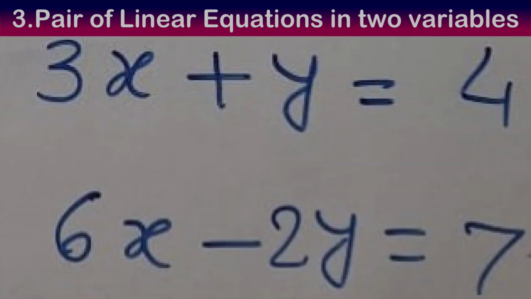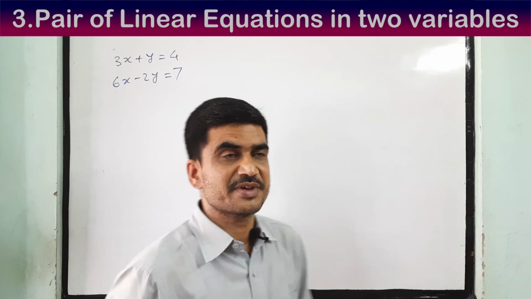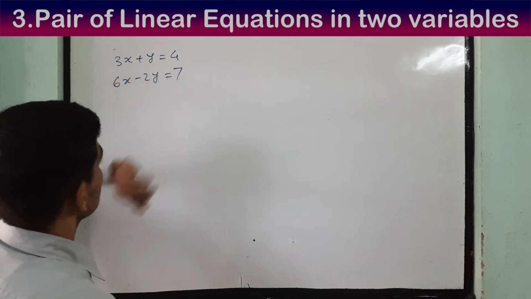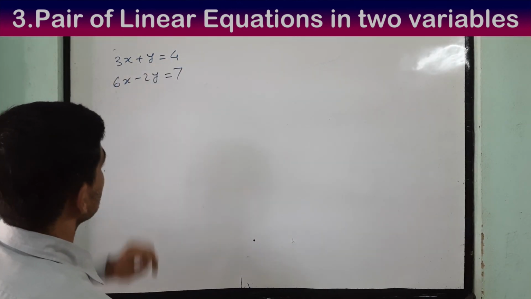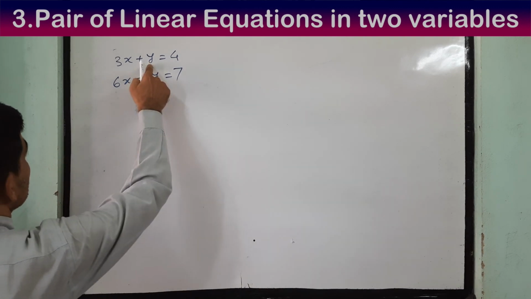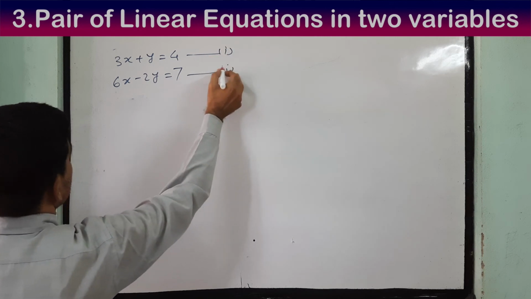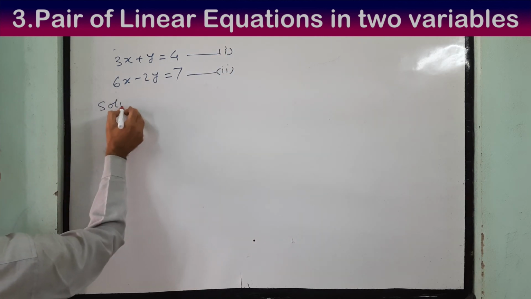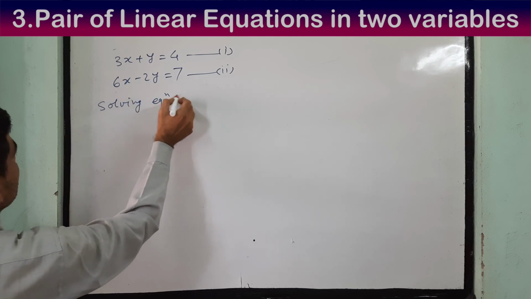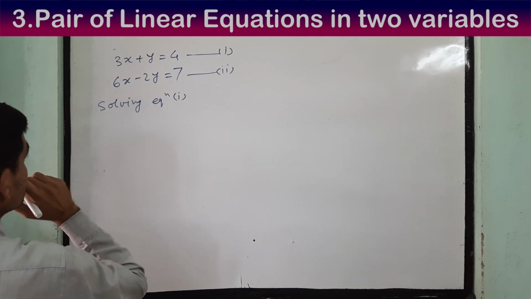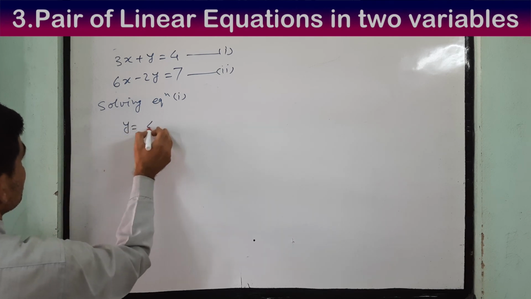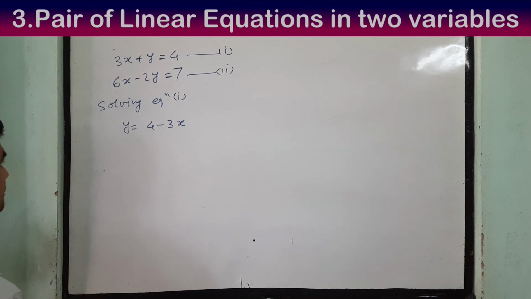The question is 3x plus y equal to 4 and 6x minus 2y equal to 7. So we have another question, that is 3x plus y equal to 4 and 6x minus 2y equal to 7. So here, just see, we have equation number 1, equation number 2. First we will solve the equation number 1. So we will get y is equal to 4 minus 3x.